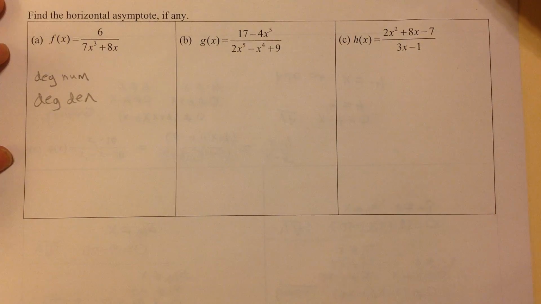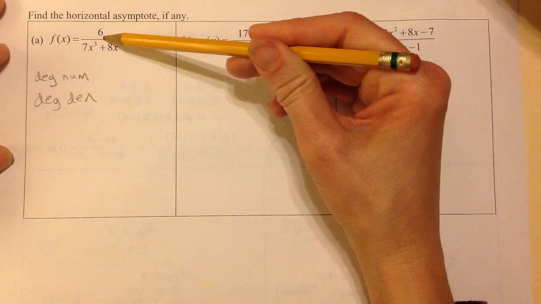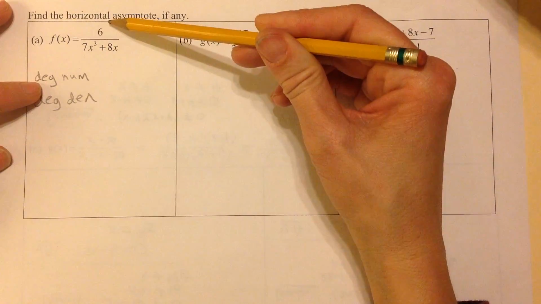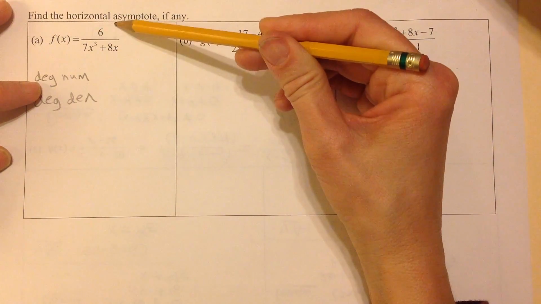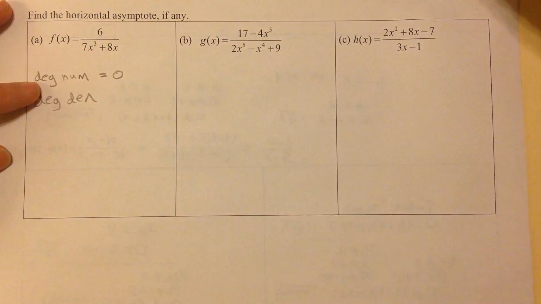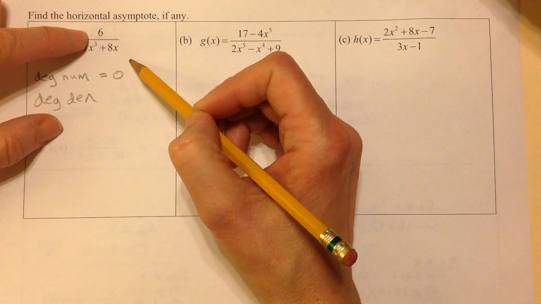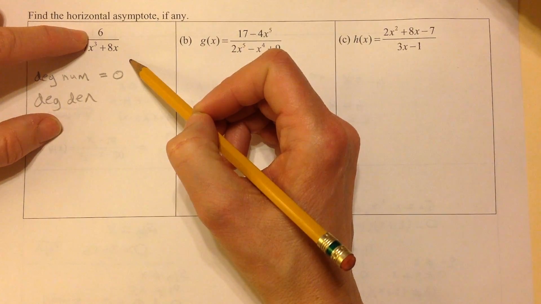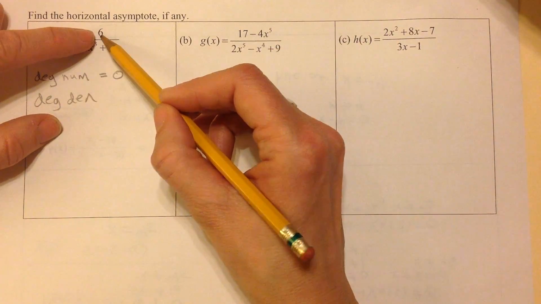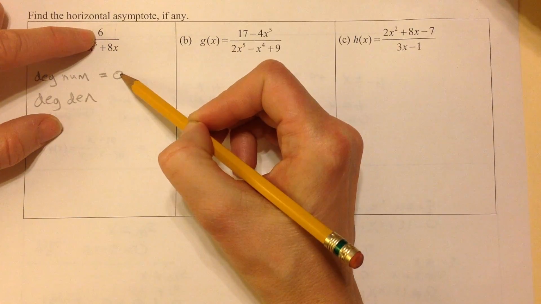Now, what is the degree? The degree is the highest power of x. So in this first numerator, there are no x's. So my highest power of x is 0. I can also think of that as, remember, something to the 0th power is 1. So this is like 6 times a hidden x to the 0, and the highest power of x is 0.